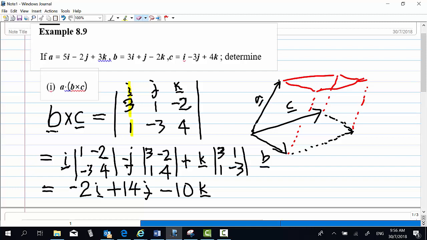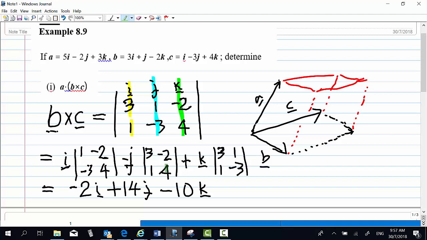to find the entry to be 3, minus 2, 1, 4. And then you cover up the third column, you find 3, 1, 1, minus 3. And then evaluate the 2 by 2 determinant, you get B cross C equal to 4 minus 6 equals minus 2. So you have minus 2i.